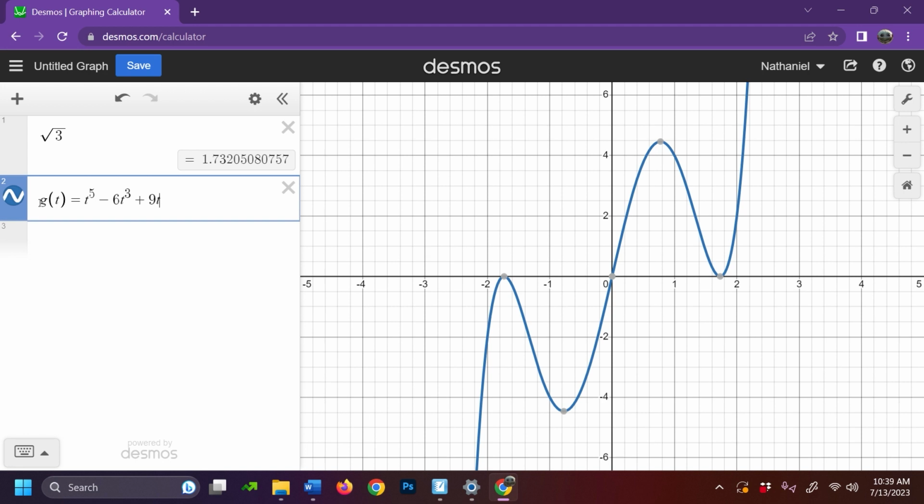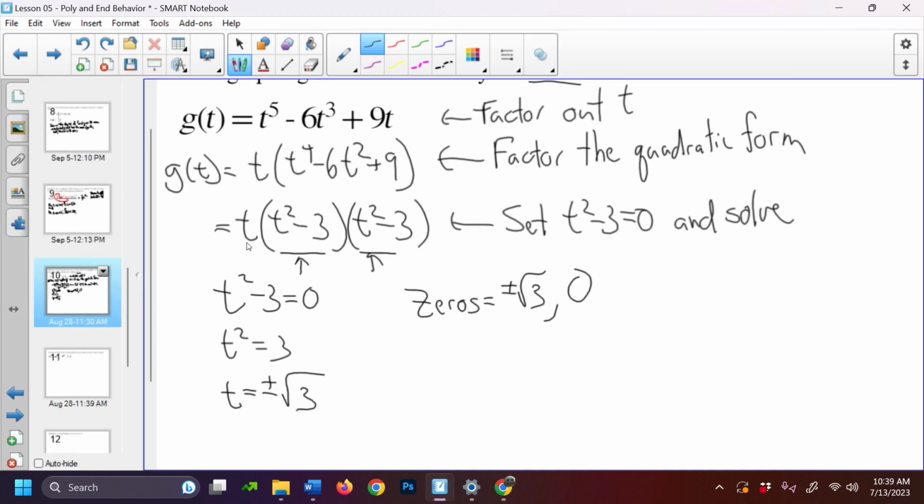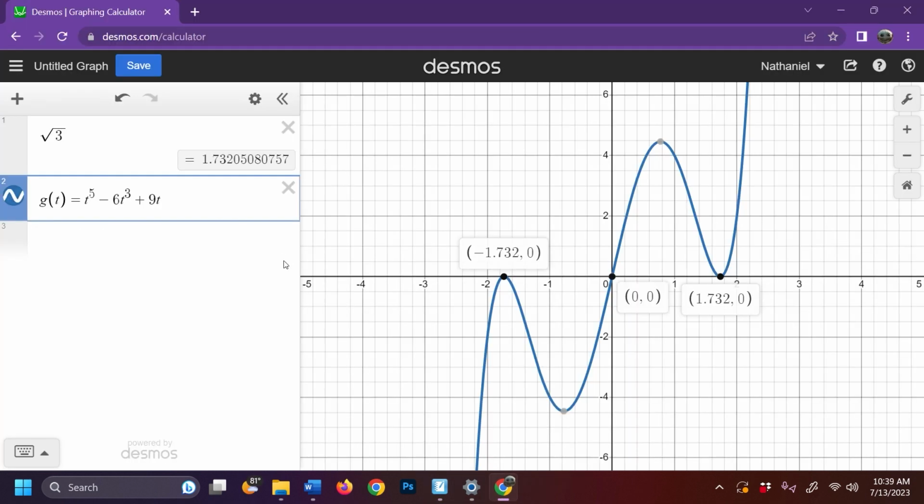Remember, the leading coefficient is positive, the degree is odd. So again, the end behavior: as x goes to positive infinity, the function goes to positive infinity, and as x goes to negative infinity, the function goes to negative infinity. But we can see right there, those numbers match up, and since they were double zeros or had a multiplicity of 2, it didn't go through the x-axis, it touched the x-axis because they were double zeros. And since t only appeared one time, the graph passes through at 0.